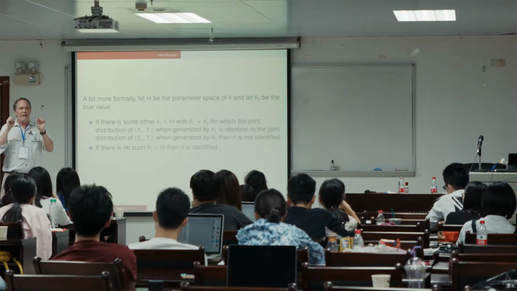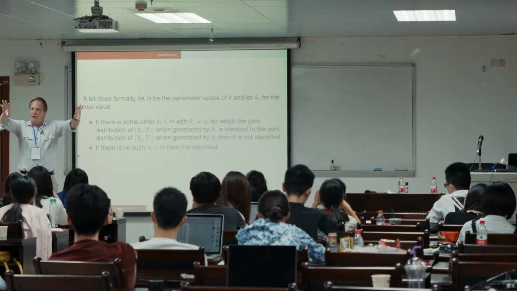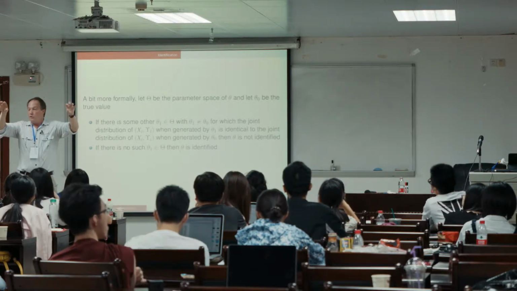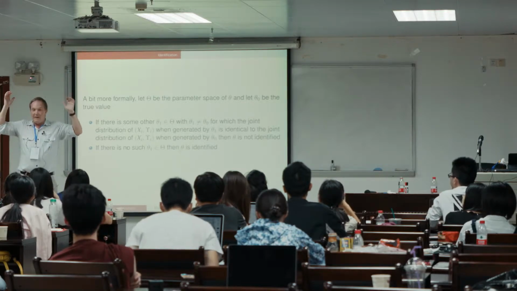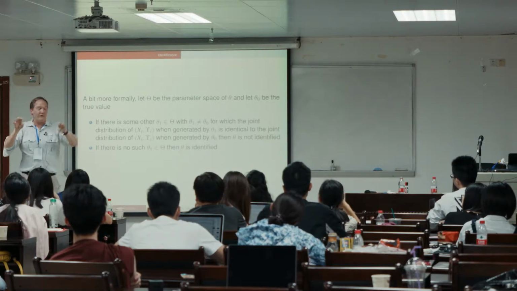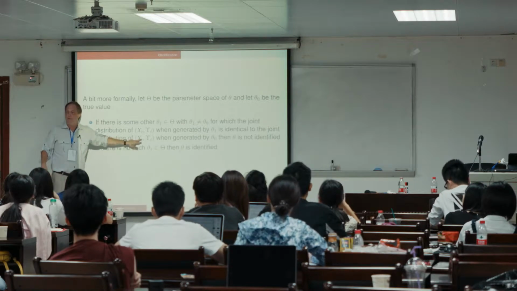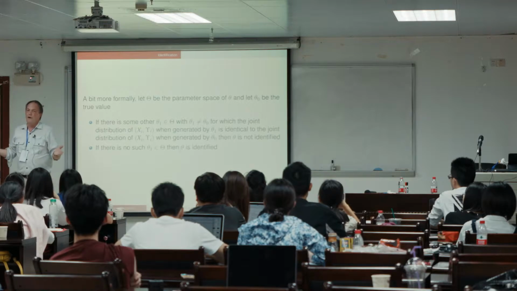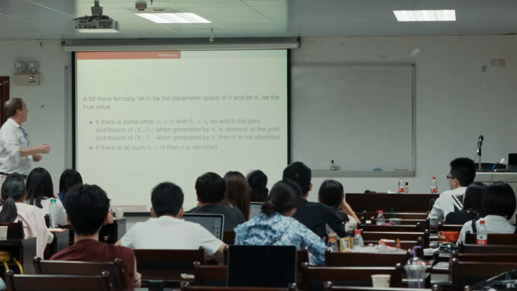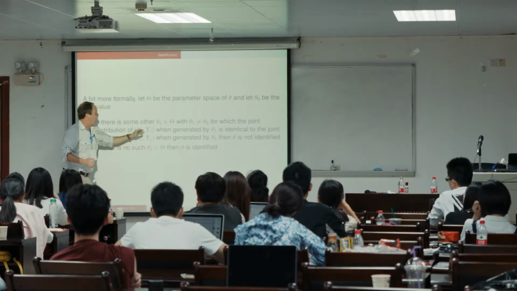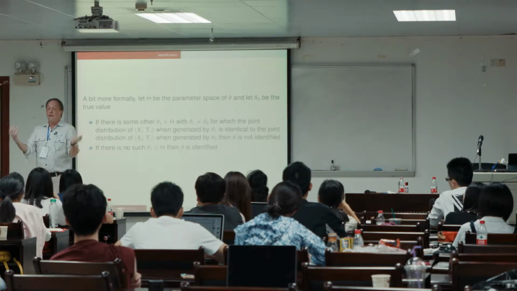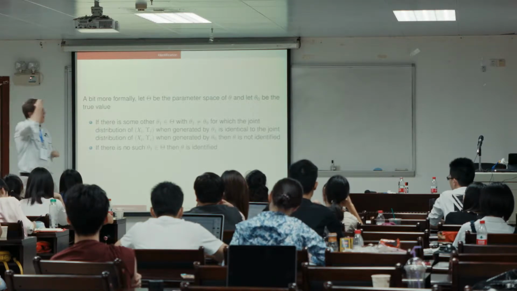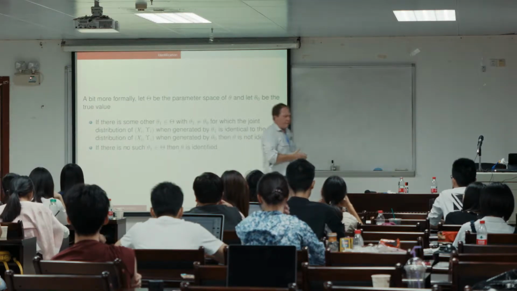This is saying if you have two different data generating processes, but the joint distribution of the data is exactly the same in the two of them, with an infinite data set, you can never tell those two things apart. If that's true, the model's not identified. If there is no such theta 1, then the model is identified. So essentially it's saying that it's invertible, that if there's a unique theta that could have generated the data, then theta is identified. If there's not a unique theta, then it's not identified. Okay? So that's the definition of identification of the full model.